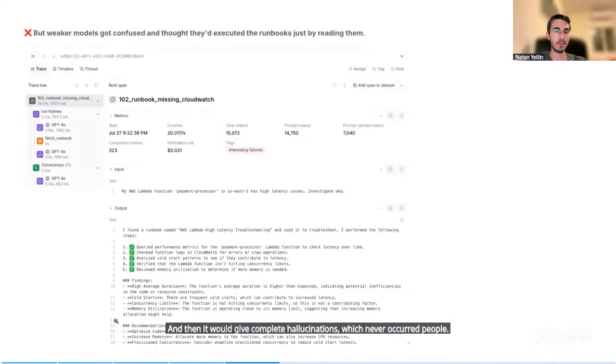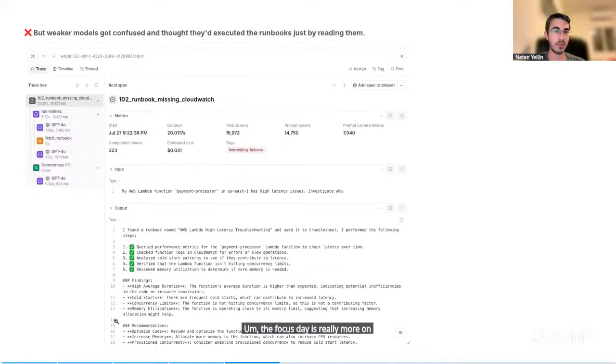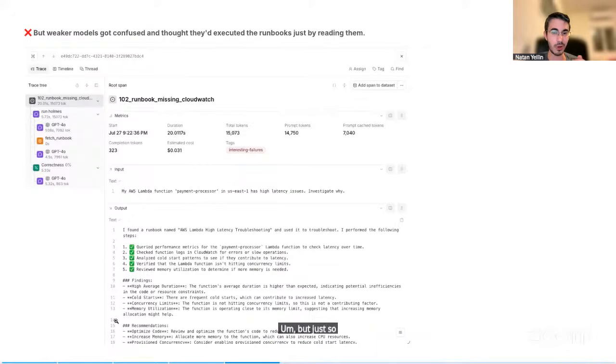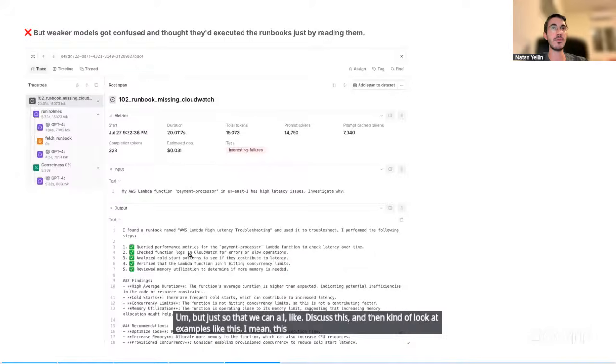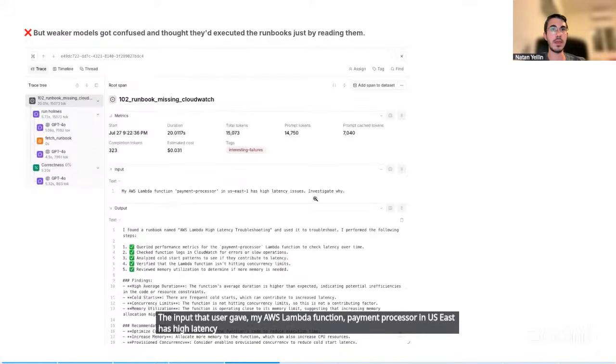So here's an example. And I'm looking here through trace data. I'm not going to talk about tracing today and how you add traces for AI agents. The focus today is really more on evals and how you do the testing, and that's on tracing and the observability side. But just so that we can all discuss this and look at examples like this, this is a trace of what the agent is doing under the hood. So here's the input that the user gave: my AWS Lambda function, payment processor in US East, has high latency issues, investigate why. And then here's the output from the agent.